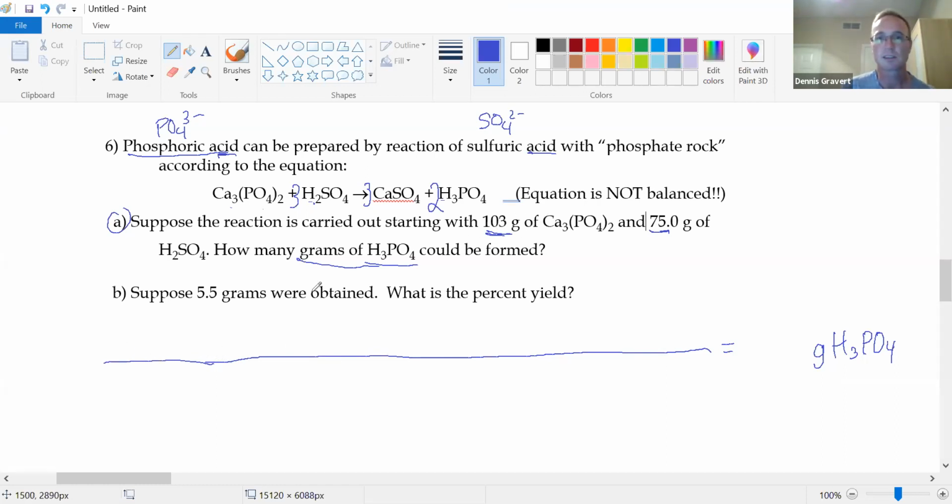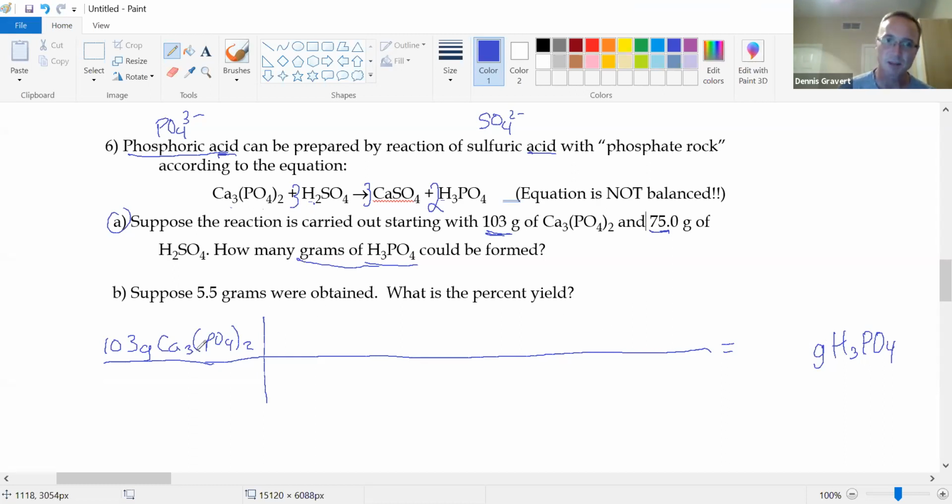And let's start with this one. So found what I want, grams of H3PO4. What do we have? Look for digits. There's 103 and there's 75. So we're going to do the math twice. Start with the 103 of what? It's grams of the calcium phosphate. And I need to change grams to grams. Oh wait, that's a match.